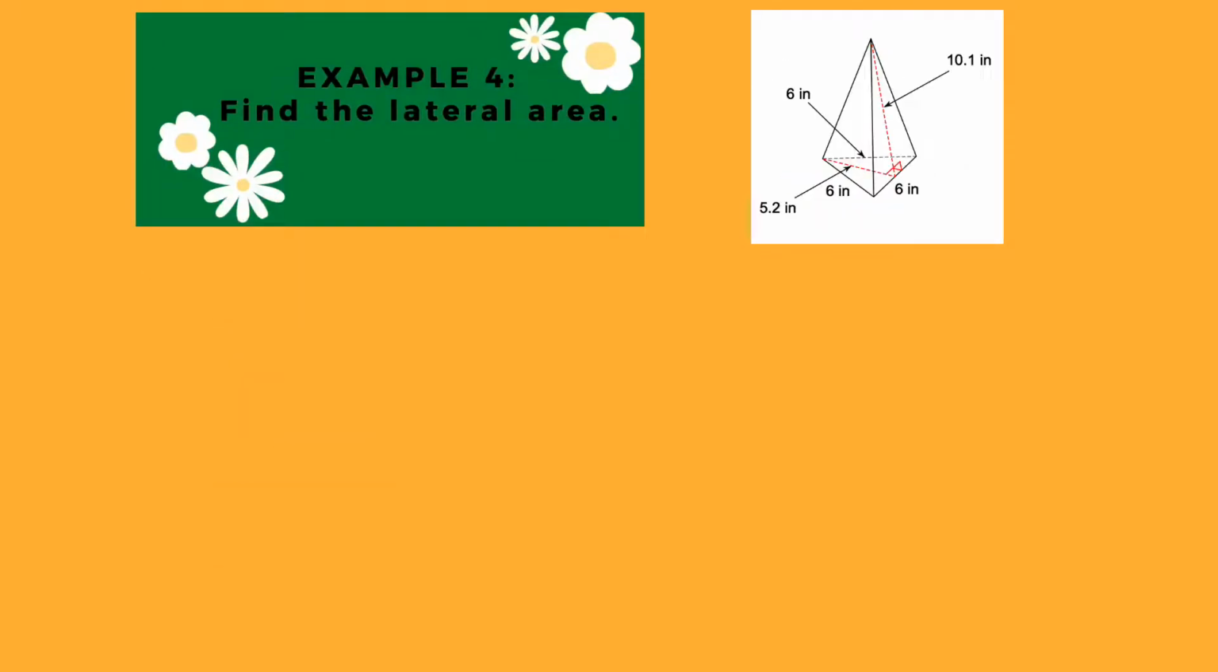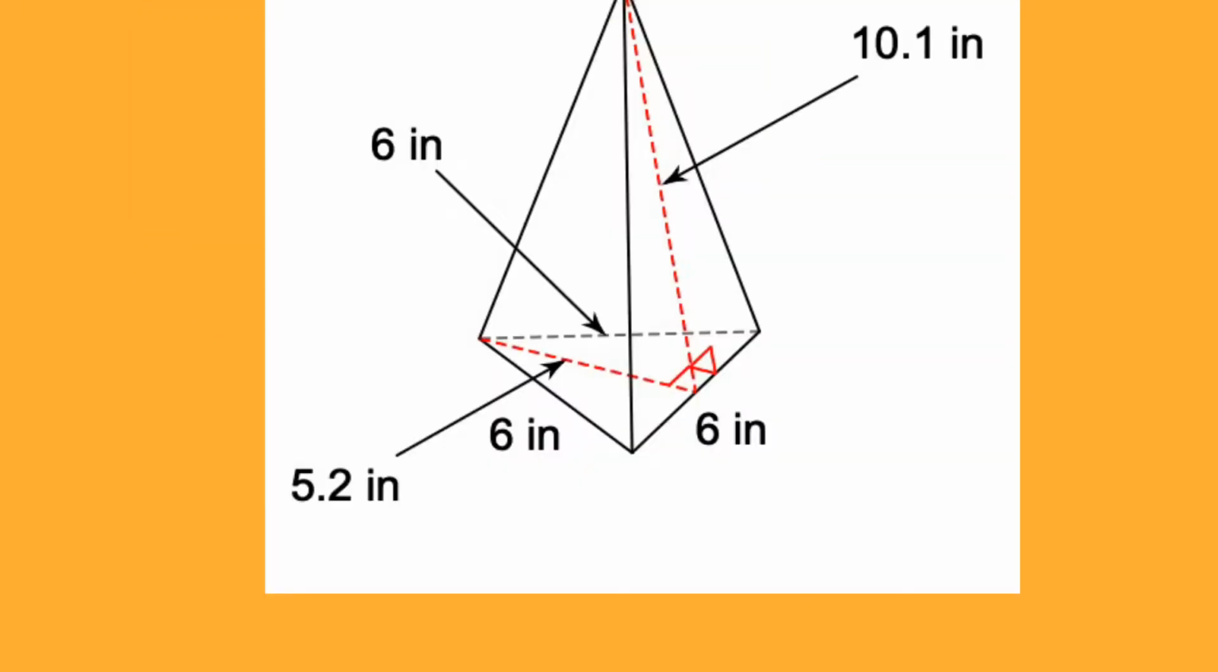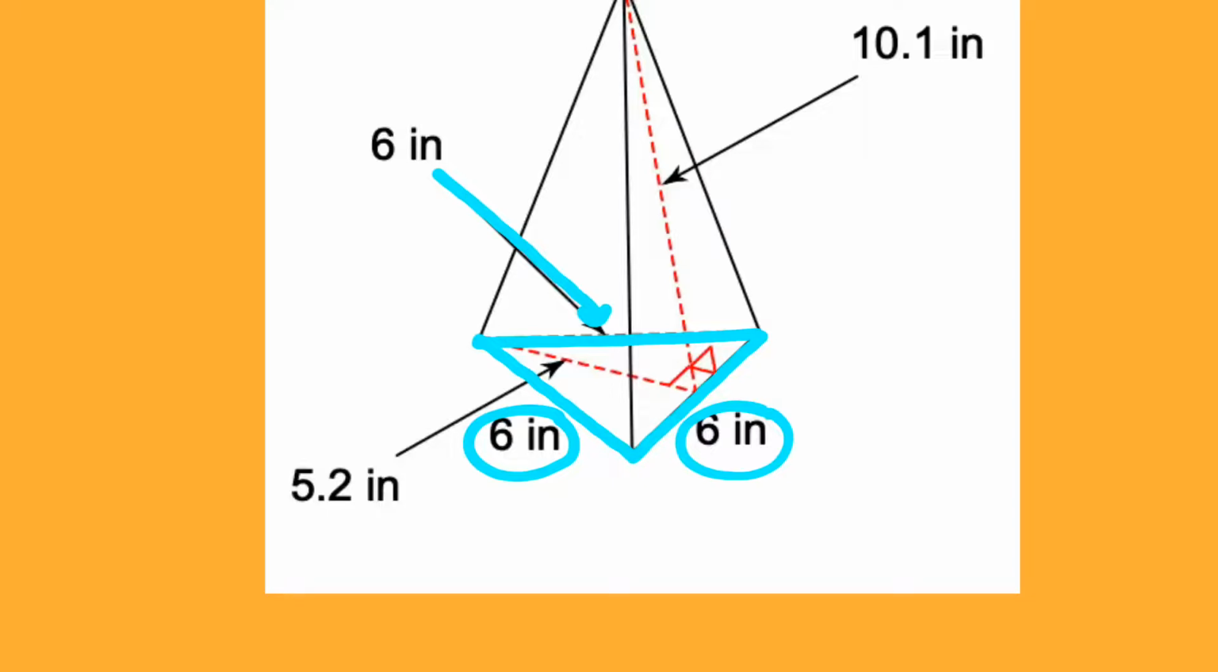So example 4, again, I have a diagram shown to you. I tell you I want the lateral, so I'm going to take the slant height, multiply it by the perimeter of the base, and divide by 2. When I come in and I look at my base, it is a triangle. And I already give you 2 of these sides right here of the triangle. And if you notice, this arrow is leading in, tells you the third side is 6 inches. So I do have a triangle with all 3 equal sides, which means I have an equilateral triangle.